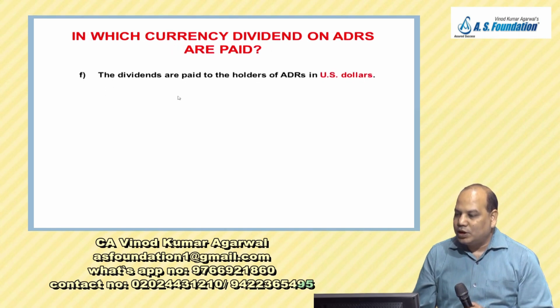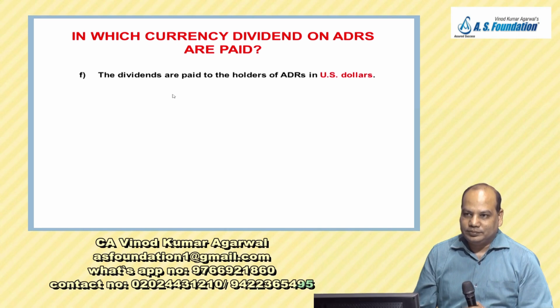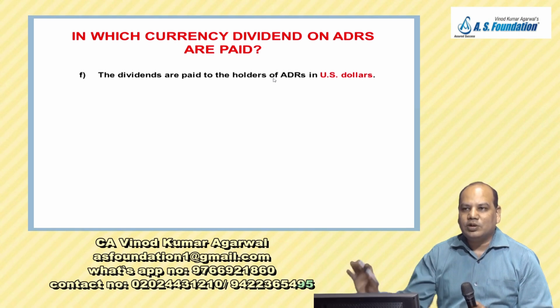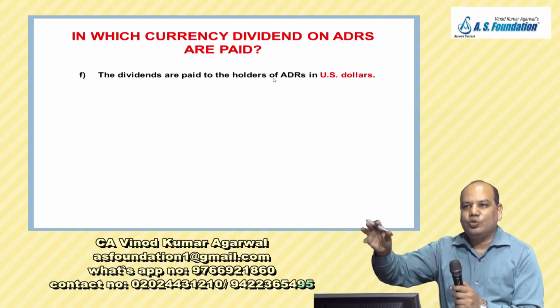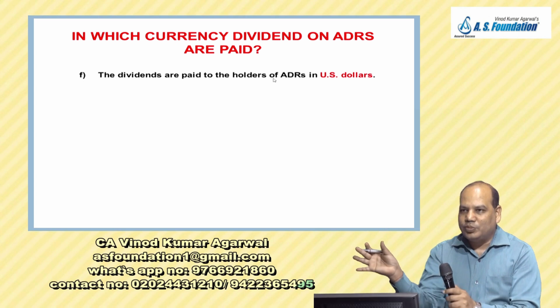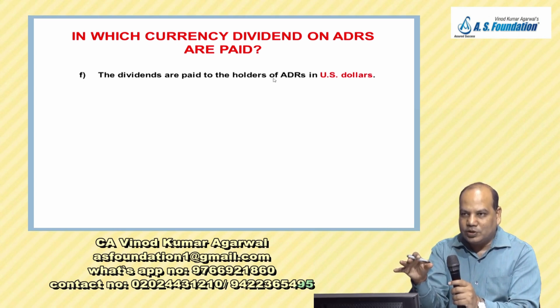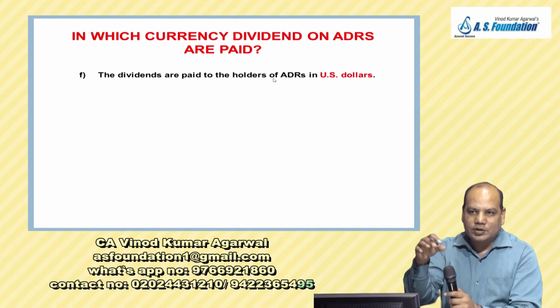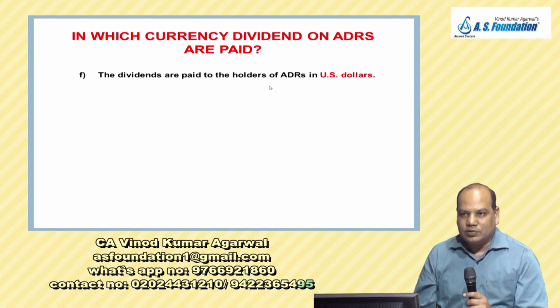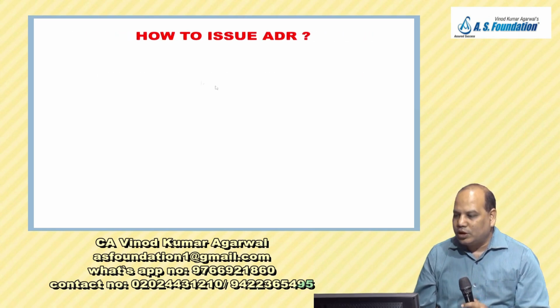In which currency dividend on ADRs are paid? In US dollar. Dividends will be paid to the investors in US dollar. He will get in his bank account the dividend converted into US dollar. So Indian company will make payment of dividend to the depository, and then they will transfer it to the investor's account by converting into dollar at whatever is the rate of exchange at that point of time.